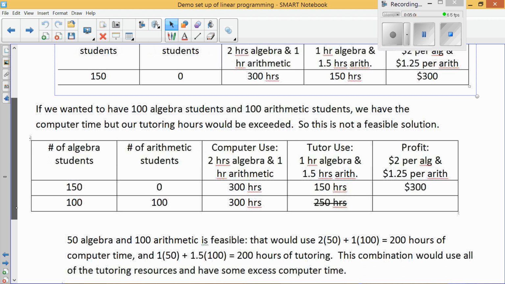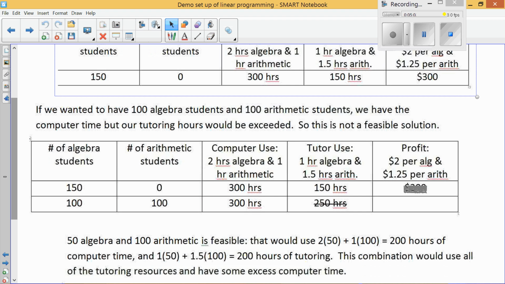If we wanted a mix of students, say a mix of 100 algebra students and 100 arithmetic students, we have the computer time, but we don't have enough tutoring time for this to work. So this ends up being not a feasible solution. Just to walk through that, 100 algebra students and 100 arithmetic students.